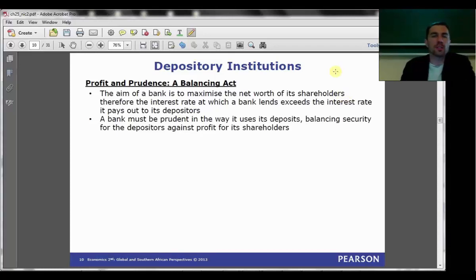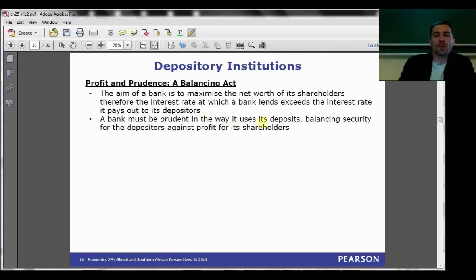So what it does is it charges interest rates, and the interest rate at which a bank lends must exceed the interest rate that it pays out to its depositors, and the difference between those interest rates is what would constitute the revenue to the bank. So in maximizing its profits, it works off that margin. So in a sense, it's kind of like an arbitrage, right?